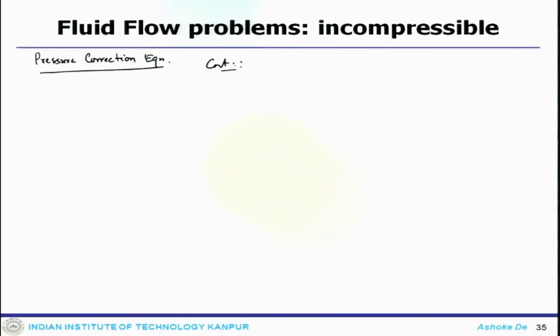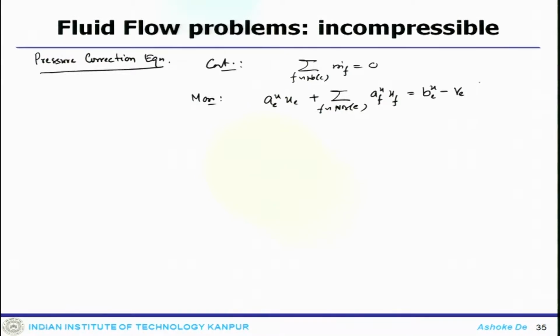From the continuity equation, one can get the summation over all the cell faces of m dot f equals 0, and the momentum equation gives you back AU U plus summation over faces of AF U UF equals BU minus VE del P by del X at E.